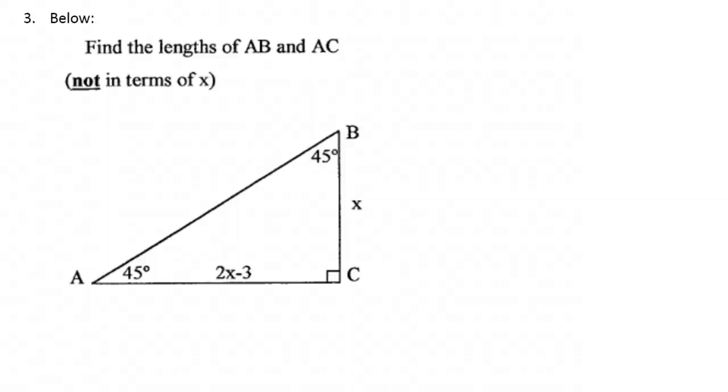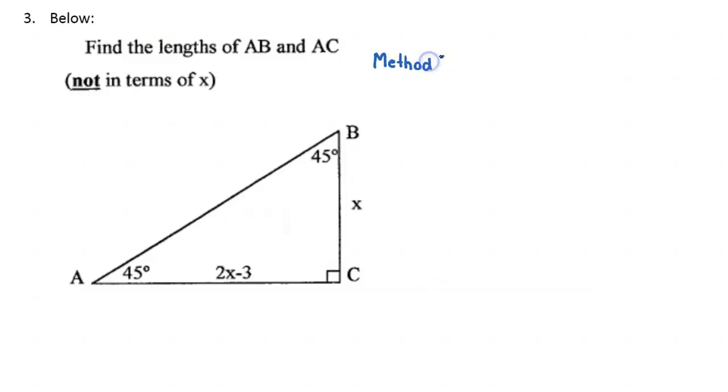Hello, in this video we're going to work through this question right here. We're going to find the length of AB and AC, and note, not in terms of x. What it's saying is it doesn't want you just to apply Pythagoras' theorem to calculate AB in terms of BC and AC. What jumps out at me right away is the fact that this is a 45, 45, 90 triangle. There are two ways that students usually approach this problem.